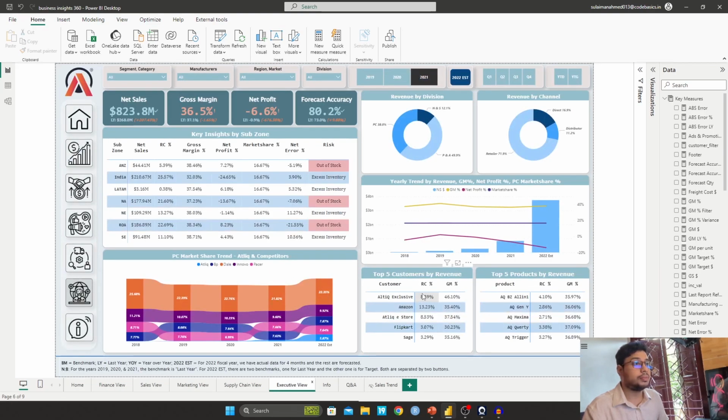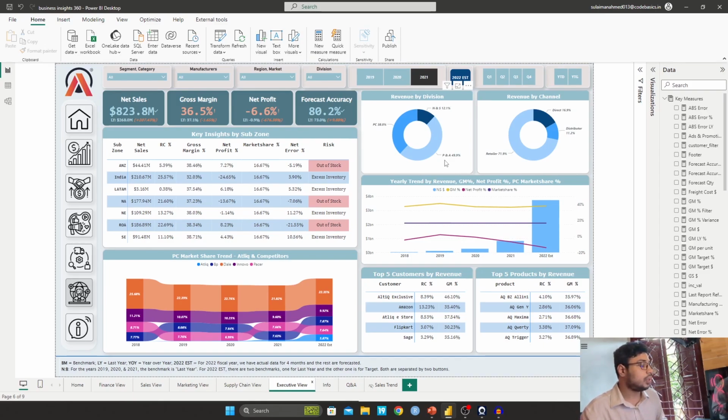Finally, the executive view. In the executive view, the top level company executive can see how the revenue, which is the net sales, is divided by different divisions. We can see the personal computer division has 38% of revenue, and the peripherals and accessories division has around 50% revenue.